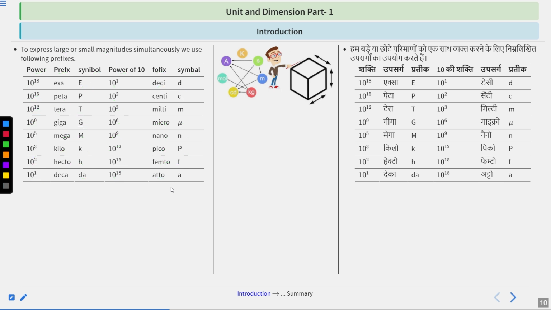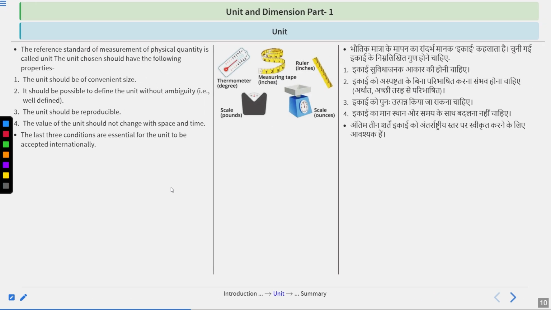Got it? So now it's time for discussing the unit. What is meant by a unit actually? The reference standard of measurement of a physical quantity is called the unit. Then how should we measure physical quantities? Because physical quantities are in different forms, we set a standard of measurement.